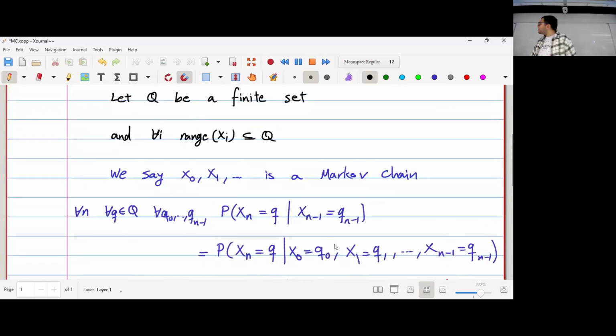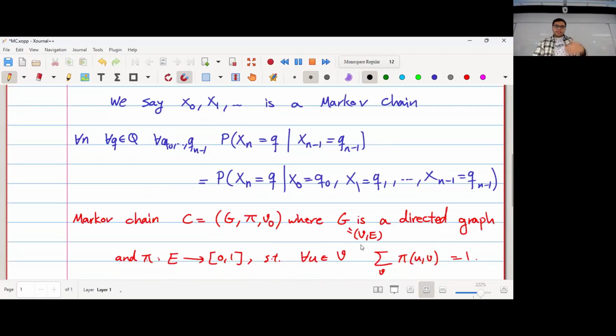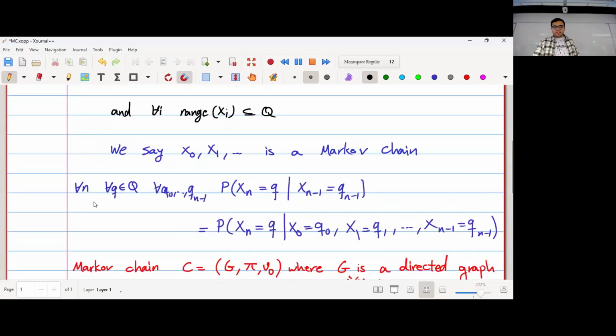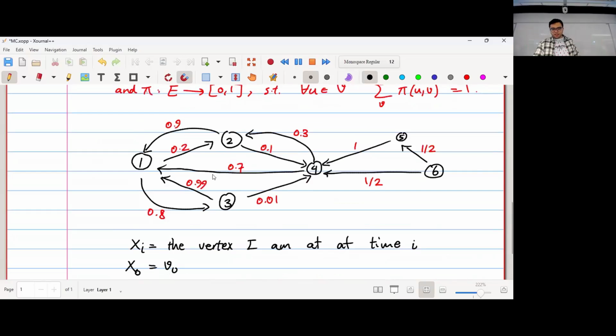And why do I satisfy this rule? Because look, I'm just completely ignoring my history anyway. I'm saying whenever I am at a particular vertex, let's call that Qn minus 1, I'm going to take the edges that go out of it with the probabilities written on those edges. This is completely independent of my history. It's completely independent of how I got here. So of course it satisfies this. And you can see that the opposite side holds as well. Like if you are given a Markov chain, you can just create its graph.